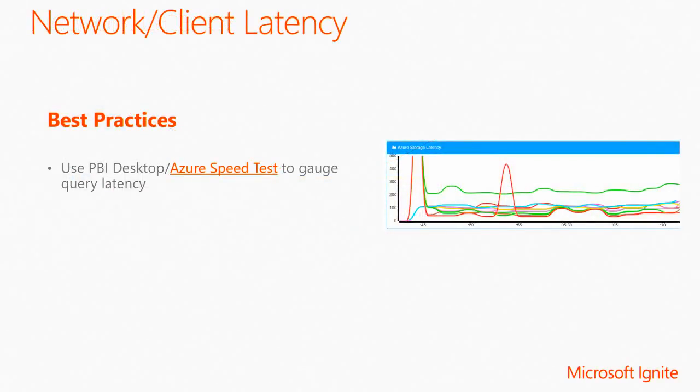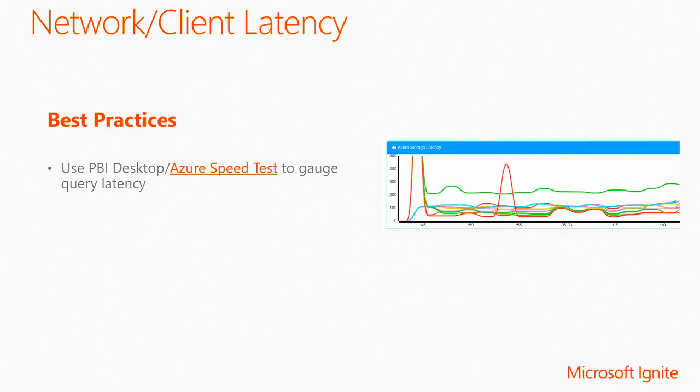So best practices here: one, definitely use Power BI Desktop to help you gauge network latency, right? Because as we mentioned before, Power BI Desktop typically is going to sit on premises, fairly close to your on-premises data sources. And so if something is being very slow in the cloud, but Power BI Desktop is not being slow by virtue of being very close to the data source, then it's a very strong indicator that you have a network latency problem.